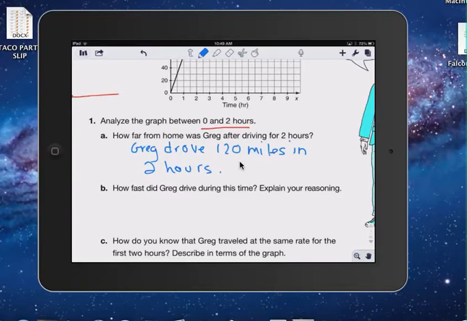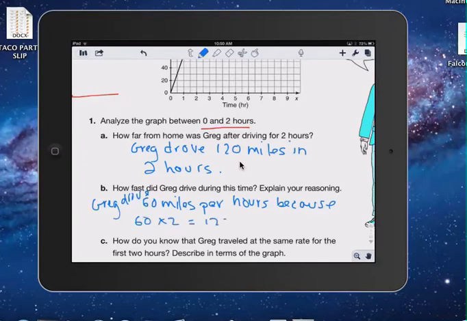How fast did Greg drive during this time? Explain your reasoning. How fast? What's your name again? Alexis. 60 miles. He drove 60. Greg drove 60 miles. He goes 60 miles per hour because 60 times 2 equals 120. Because 60 times 2 equals 120 miles.